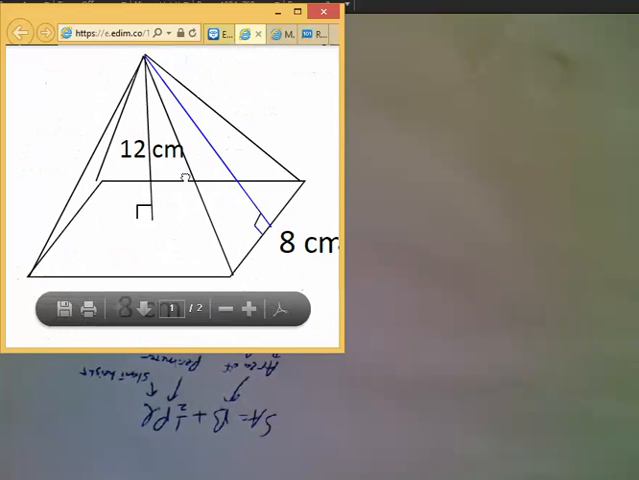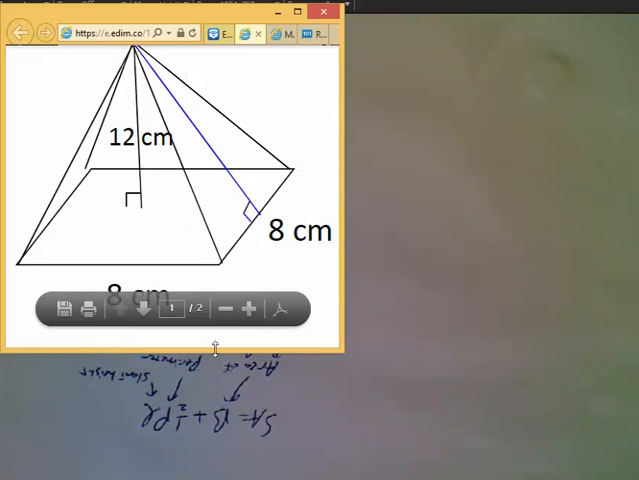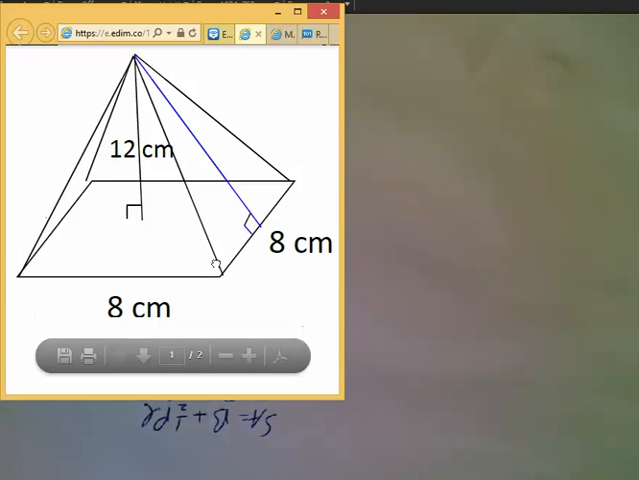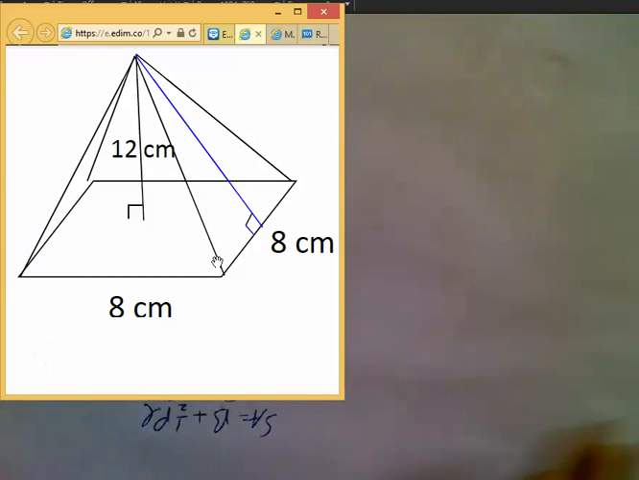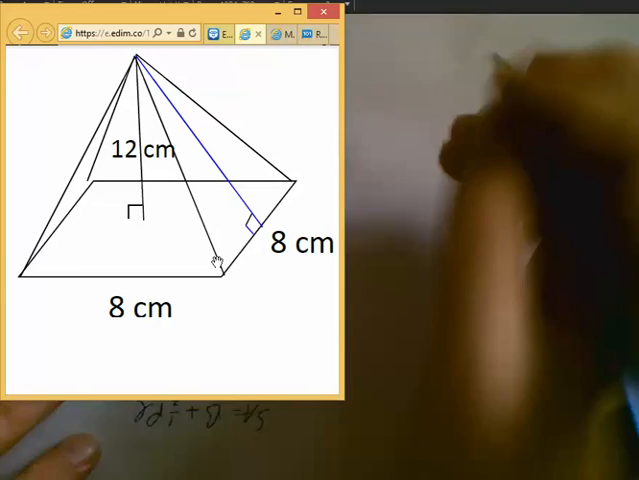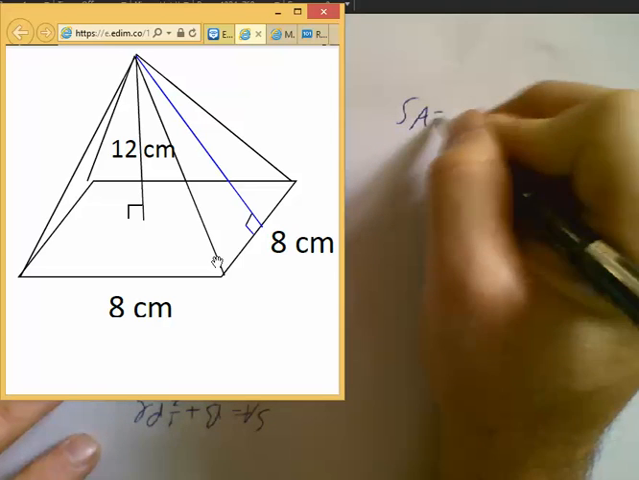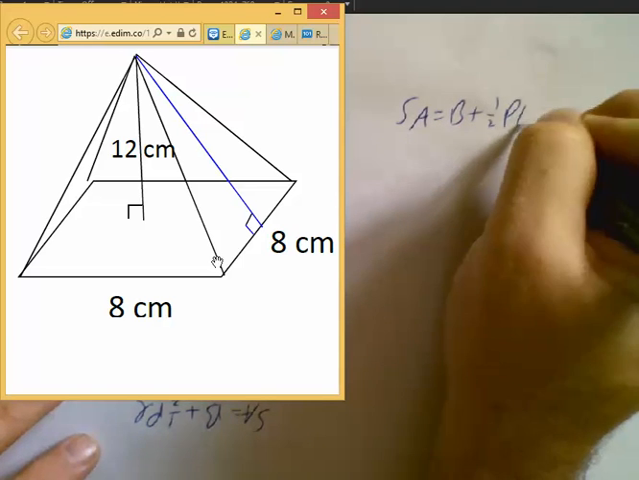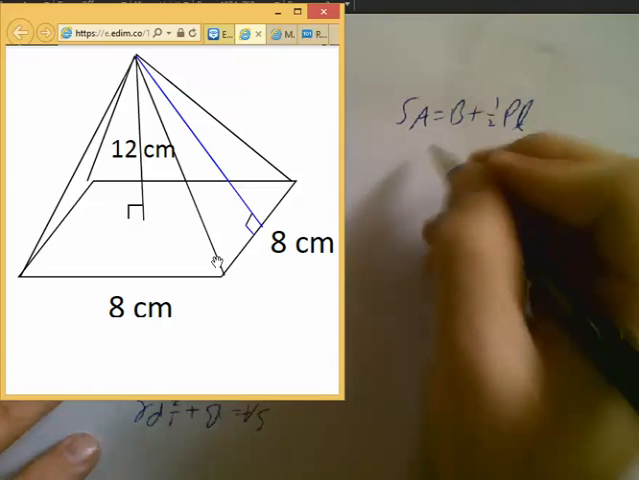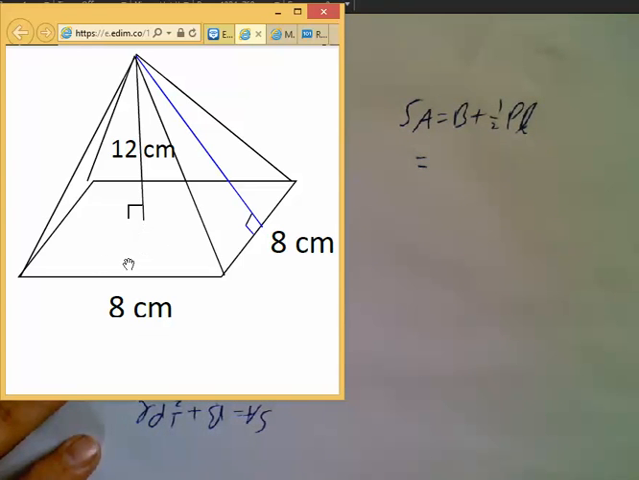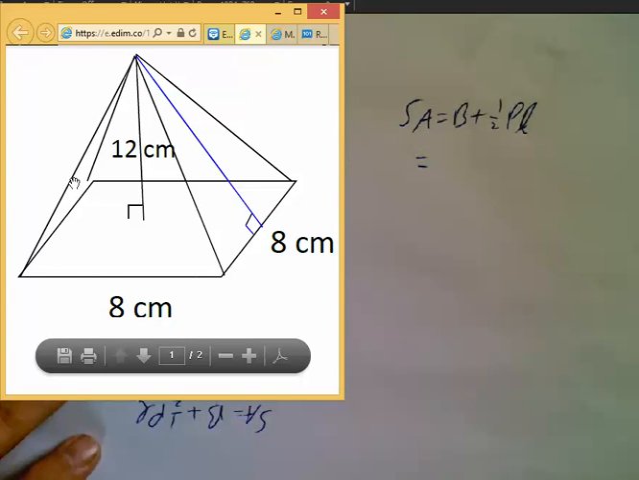This is straight from the notes page, the one we had in class, and this was the pyramid here. So in this example, I'm still doing a pyramid, so it's still going to be big B plus 1/2 PL, and big B in this case is probably a little easier because it's just a square, 8 by 8 by 8, right? So 8 times 8, of course, is 64.